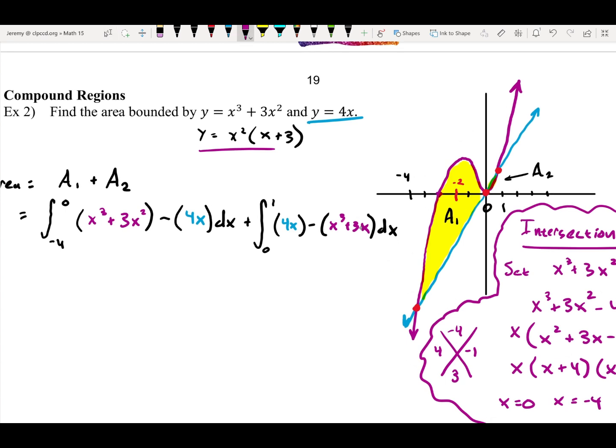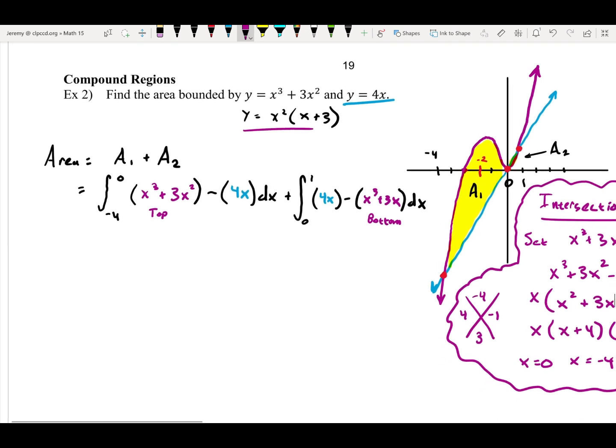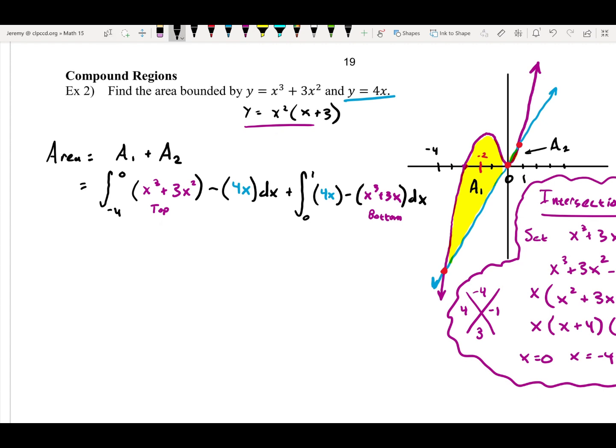Okay, but just to highlight, this is the top function in the first region, but the bottom function in the second region. So you really have to be careful and pay close attention to that. But now that we have that done, we just have to evaluate some integrals. So let's do that. I'm going to do both of these simultaneously.